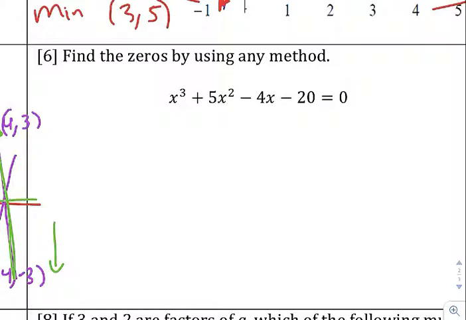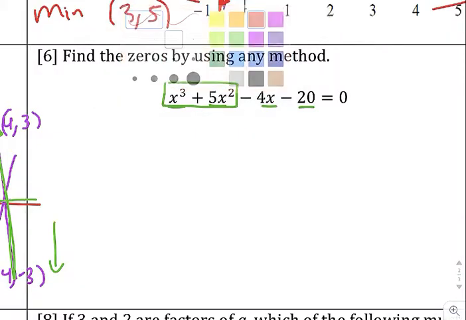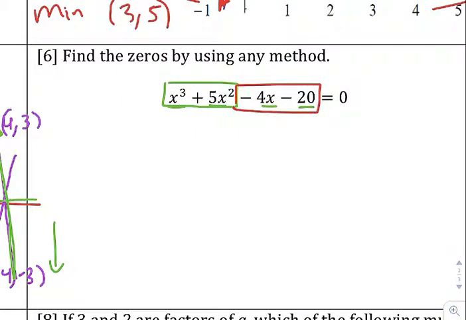So it looks like we now have to find the zeros by any method. The first thing I'm looking at is a cubic with all the pieces, so I'm going to hope factoring by grouping is going to be my best bet. So remember, by factoring by grouping, we're going to break this off into 2 distinctive parts, and we're going to factor each part separately. So the first part, I have x cubed plus 5x squared. So I'm going to rip x squared out of both terms, leaving me with an x plus 5.